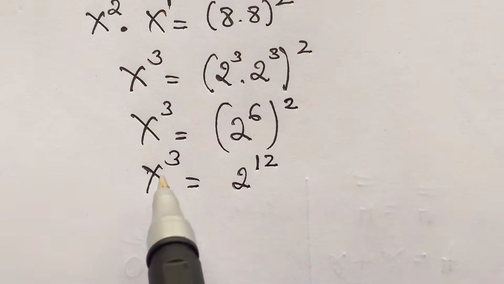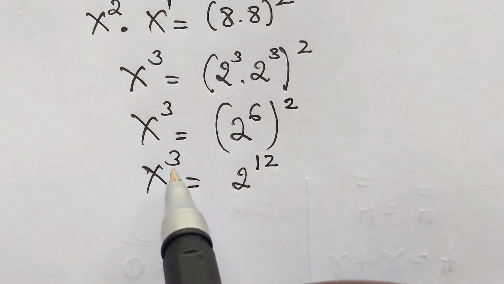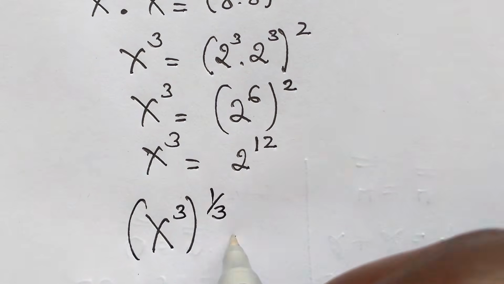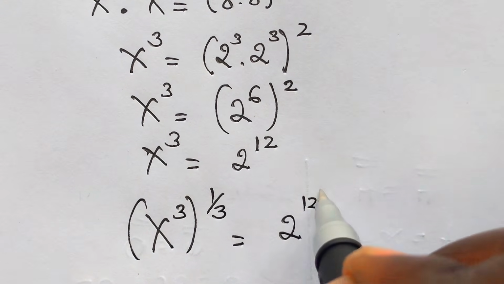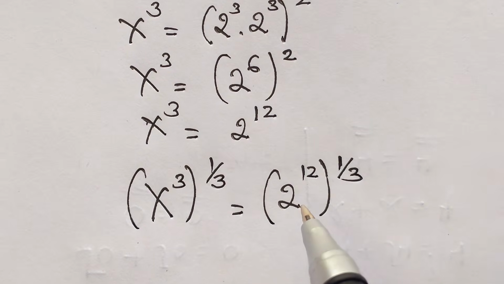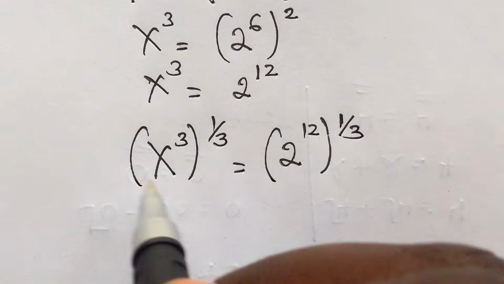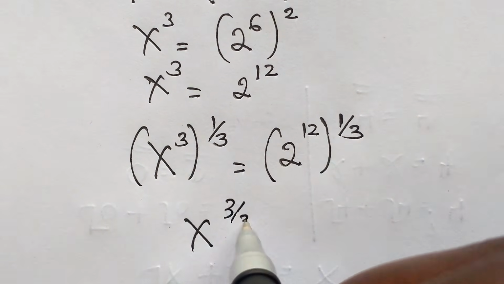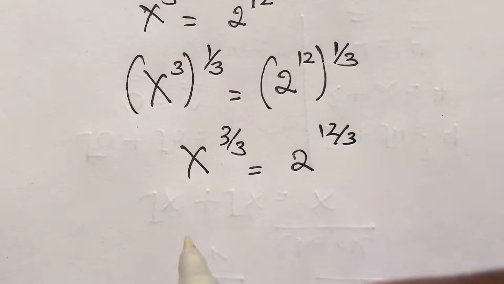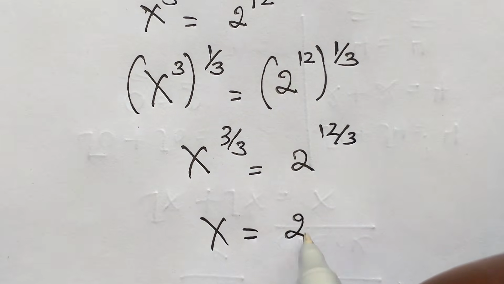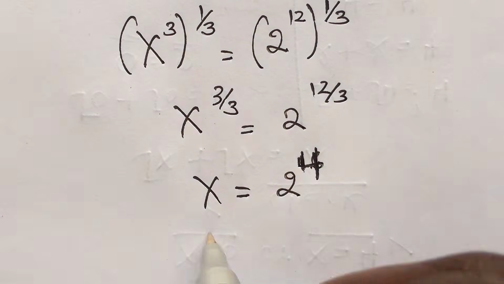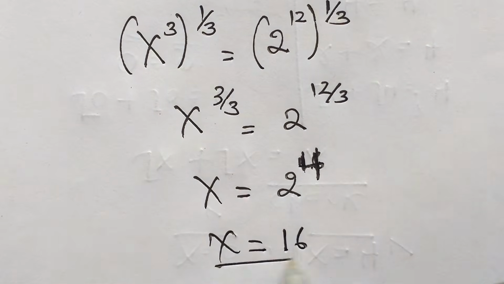What we have to do, we have to remove this 3 we have right here, so that we shall take x to the power 3, then raise to 1 over 3, to get equals to 2 to the power 12, then raise to 1 over 3. What you do on one side, you have to do on the other side. To get what? Here we shall write x to the power 3 over 3 is equal to 2 to the power 12 over 3. And of course we shall write x, which is equal to 2 to the power 4. Right? Then of course our x will be 16.